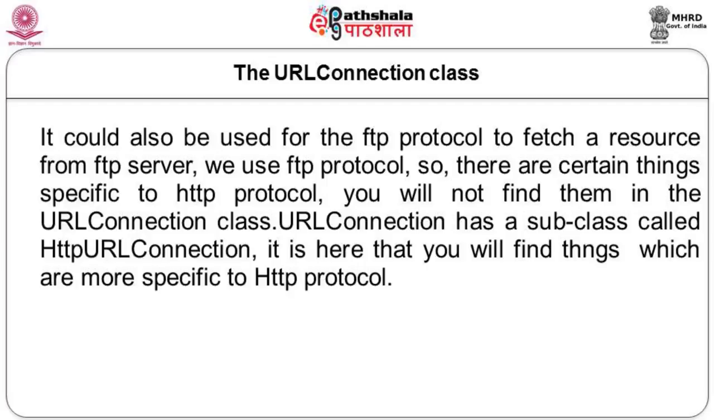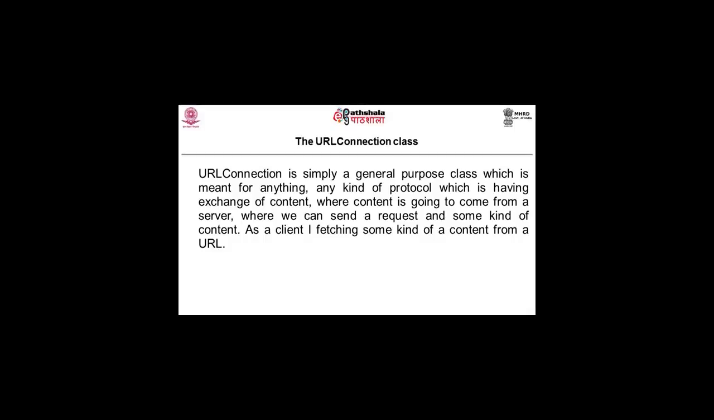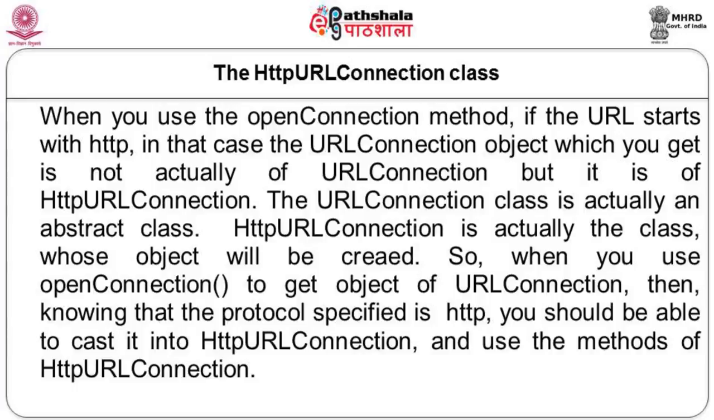So there are certain things which are specific to HTTP. If you are looking at certain things which are specific to HTTP, you won't find them in the URL connection class. URL connection has a subclass called HTTP URL connection. It is here that you will find things which are more specific to the HTTP protocol. URL connection is simply a general purpose class which is meant for any kind of protocol having exchange of content, where content is going to come from a server, where we can send a request and get some kind of content.